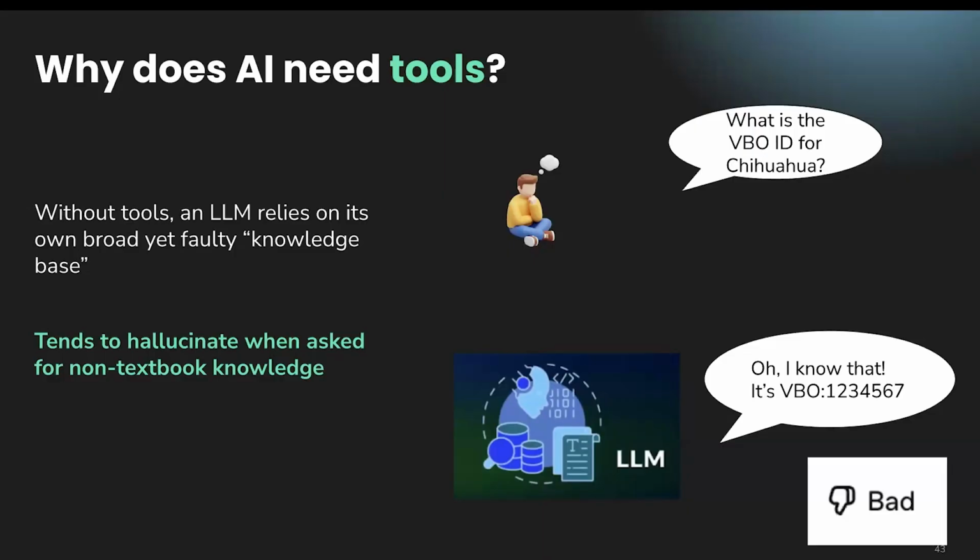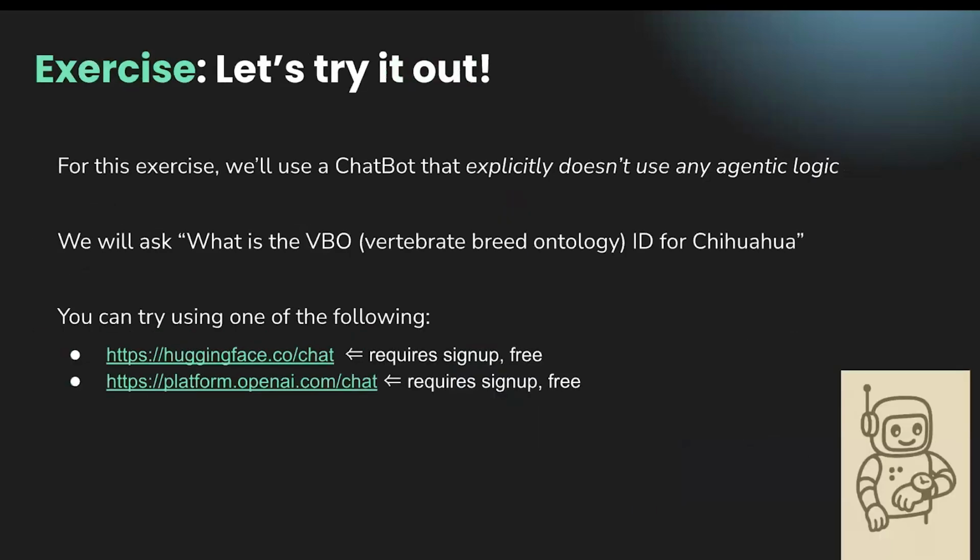So you might ask it for the VBO ID for Chihuahua, and it will maybe answer, maybe very confidently, although these days maybe slightly less confidently, and often it will just hallucinate an ID, and that's not something that we want. But all right, well, let's actually try this for ourselves.